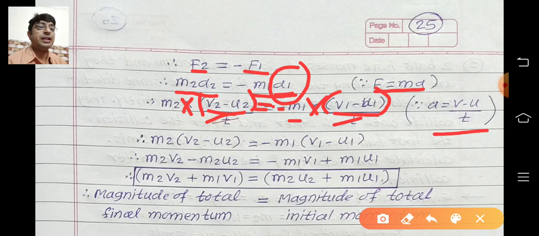What remains? We write m2 multiplied by (v2 minus u2) is equal to minus m1 into (v1 minus u1). Therefore, solving the bracket, m2 v2 minus m2 u2 is equal to minus m1 v1 plus m1 u1. The terms having the minus sign, we interchange to the other side.